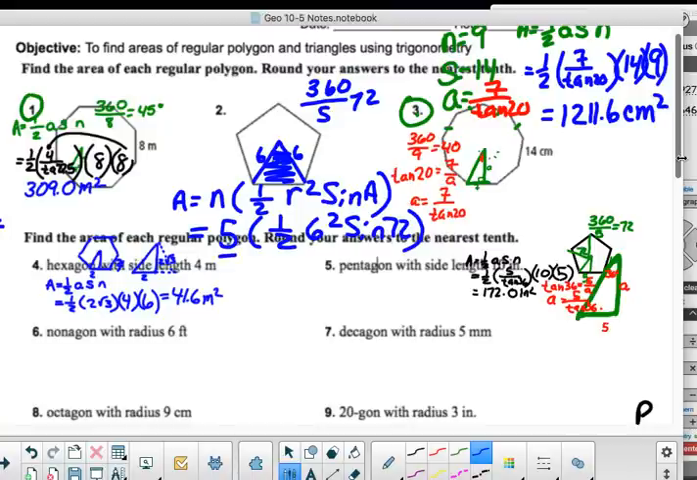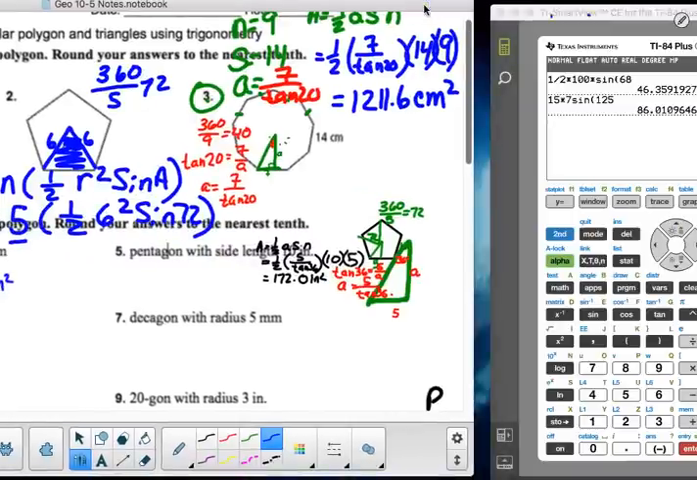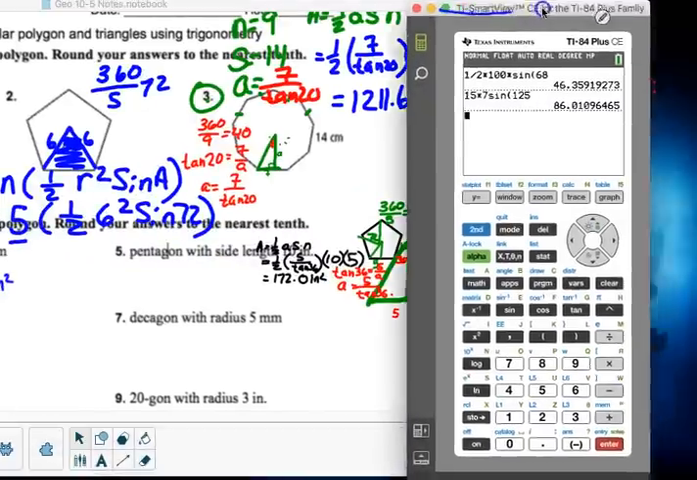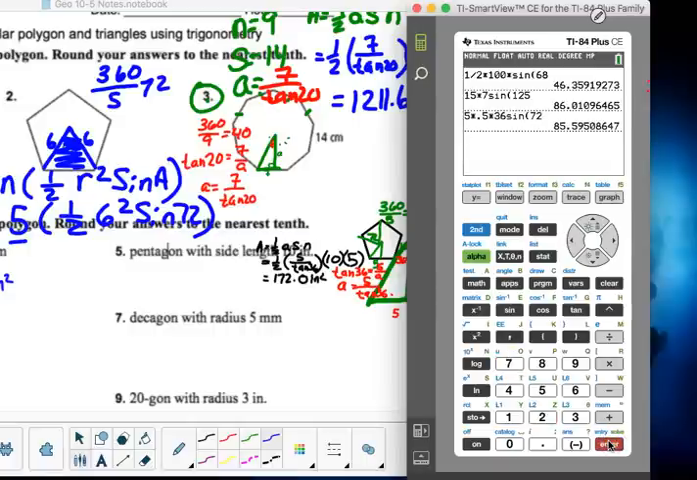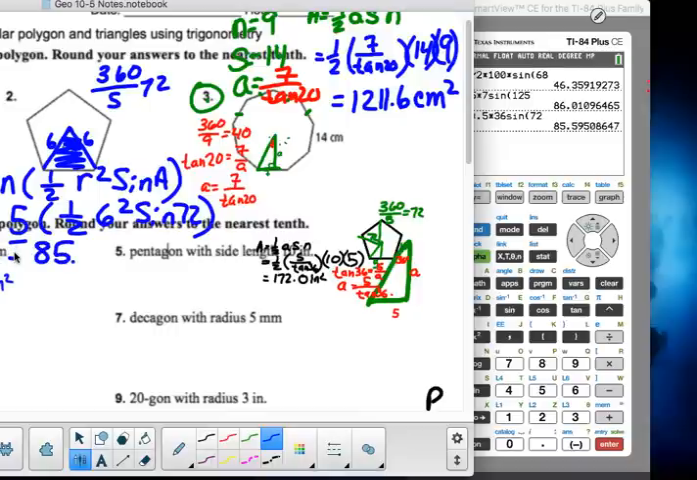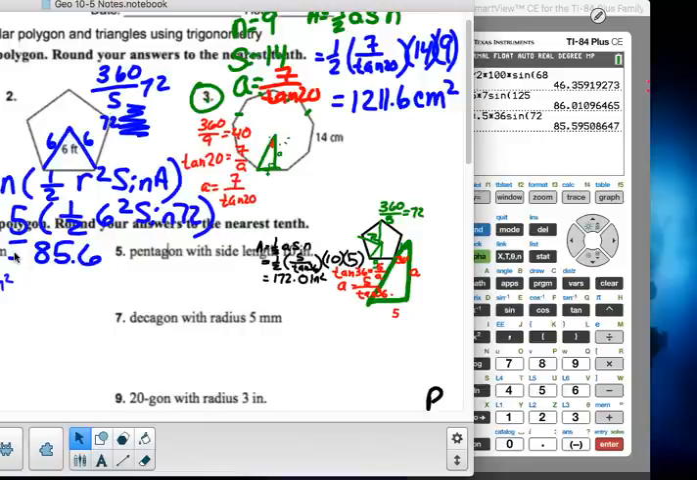So let's look at what this answer will be for us. Okay, so we have 5 times 0.5 times 36, because that's 6 squared, times sine of 72, that's the central angle, and that's going to give me 85.59, which is 85.6. So my answer is 85.6. Good gosh, I don't know what in the world the units are. Hey, 6 feet squared, 0.6 feet squared.